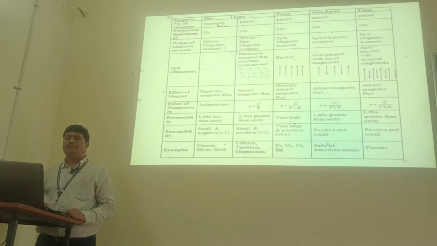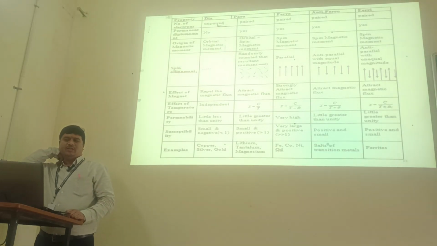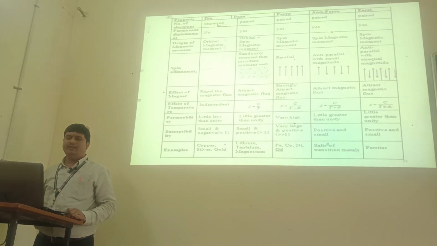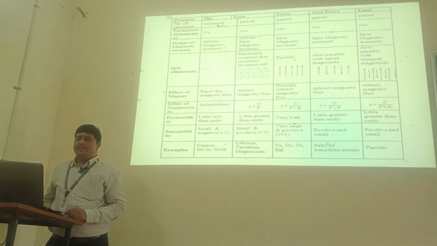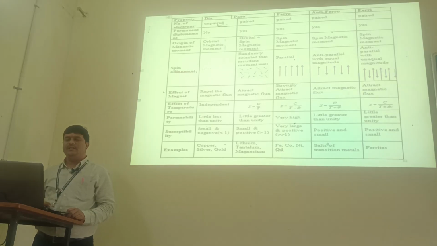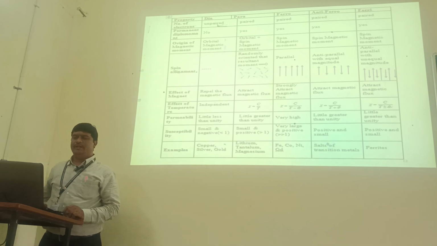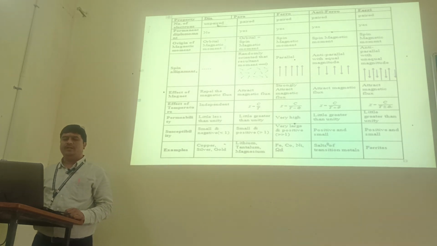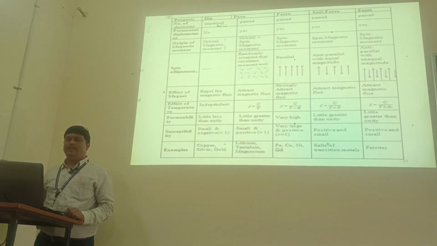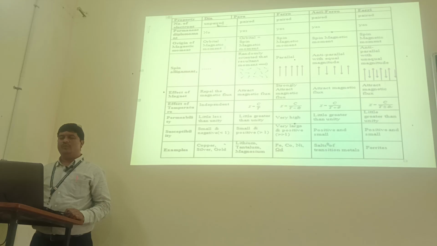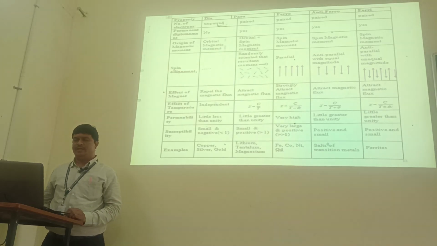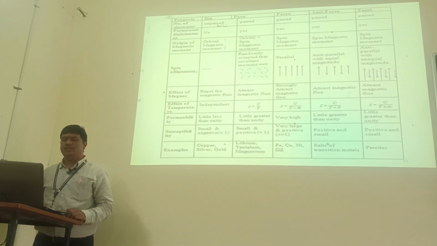Here we have the classification of magnetic materials in a table. We show the magnetic properties. Permanent dipole moment: in diamagnetic material, no. Paramagnetic material, yes. Ferromagnetic material, yes. Antiferromagnetic material, yes. And ferrimagnetic material also yes. Next property, origin of magnetic moment: orbital magnetic moment here, orbital plus spin magnetic moment here, and spin magnetic moment in the remaining materials. The spin alignment is shown in the figure.